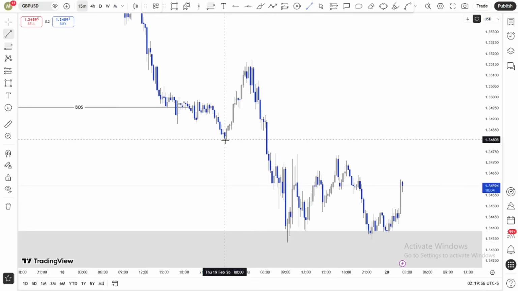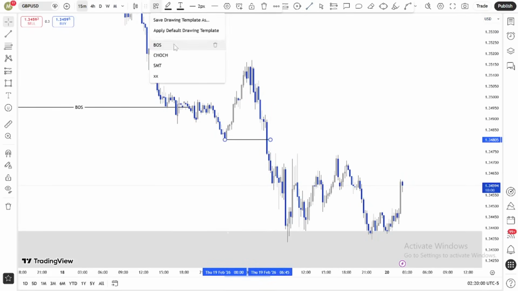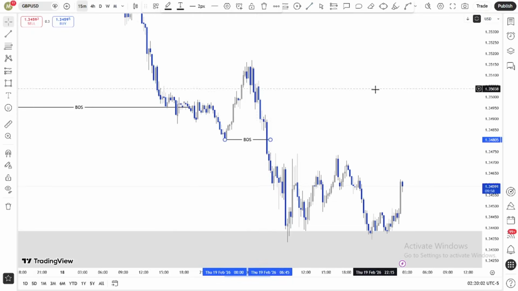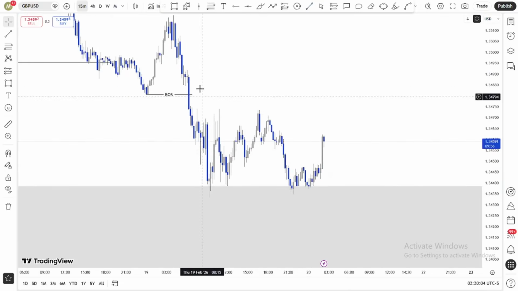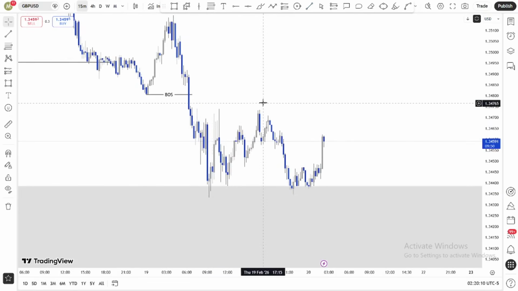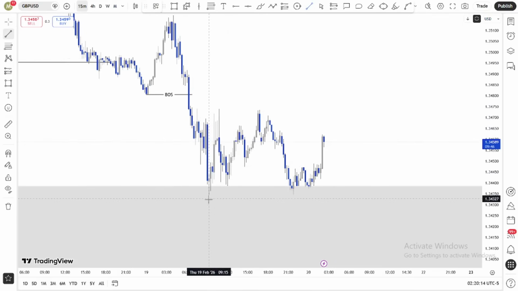We have this break of structure to the downside. We have this break to the downside, price did not get to this level. Now we have this level here. After this significant move to the downside, price retraces inward, right?